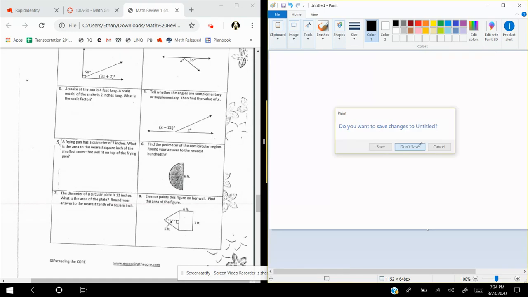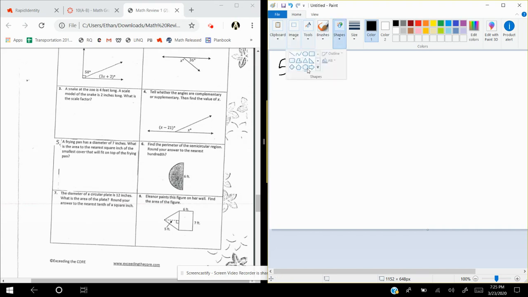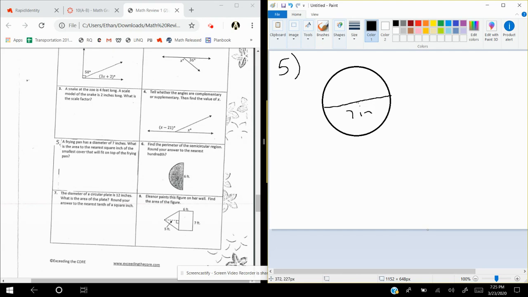All right, number 5. A frying pan has a diameter of 7 inches. Diameter, well, what's that tell you? We've got circles. Yay, circles. What is the area to the nearest square inch of the smallest cover that will fit on top of the frying pan? So I've got a circle here. Boom, look at that, I love computers. So we've got a frying pan with a diameter of 7 inches. Remember, diameter goes from edge to edge while passing through the center.